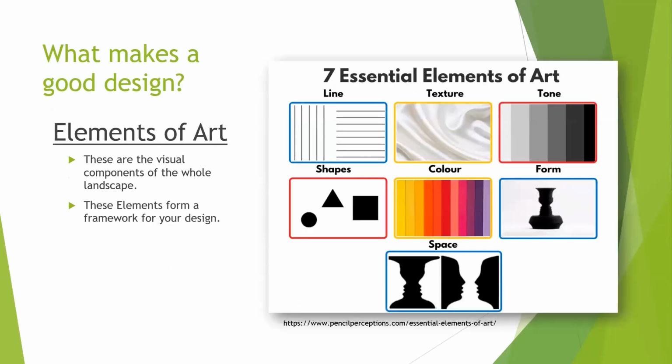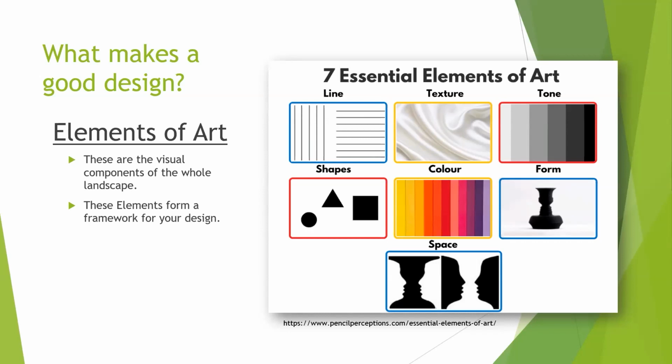Okay, once you have that analysis done, then we can start to dabble in the design. So what makes a good design? There are several different things. The elements of art. When I started to do my degree in landscape architecture, we talked about these 7 things a lot.